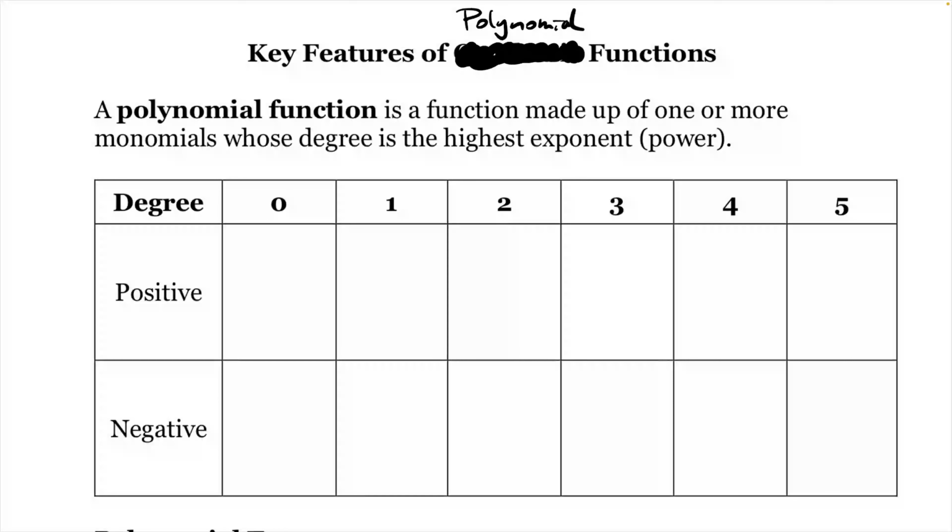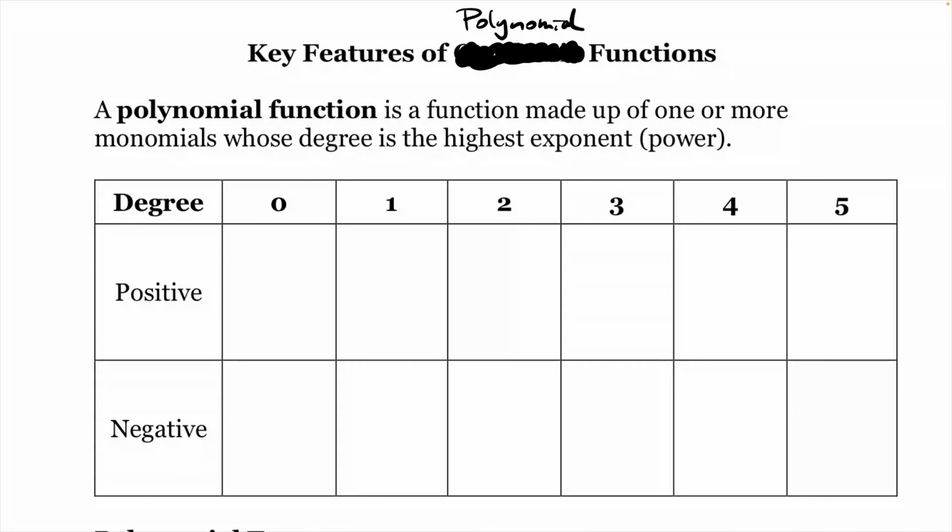The polynomials, the definition is they're made up of monomials. Monomials are little parts. So you put them all together and you make a polynomial. We'll talk more about them later. But for today, we're going to look at key features, things that are important, right?